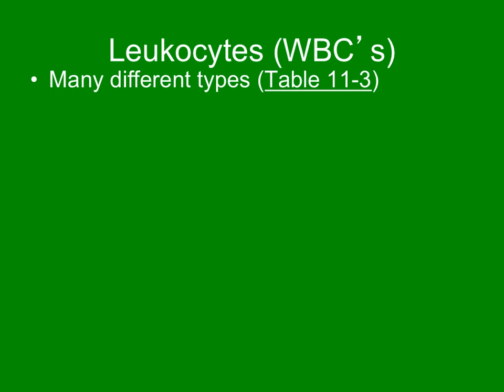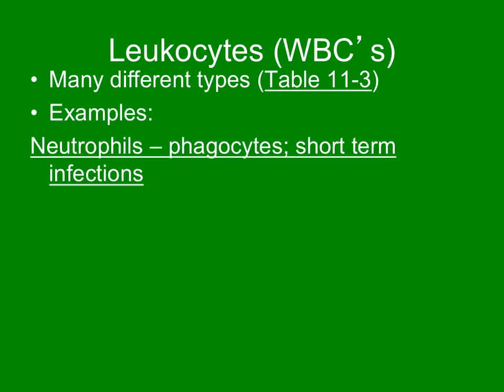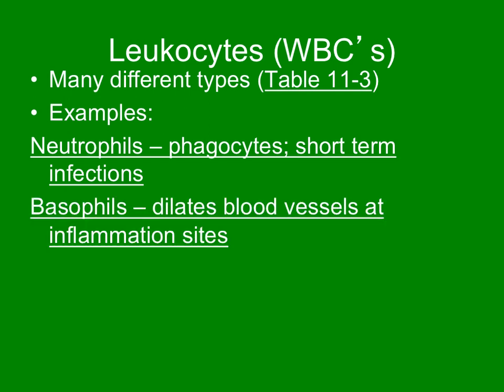Now, we're going to go through three types of white blood cells, and you can see these in your textbook on table 11.3. The first one are the neutrophils. These are phagocytic white blood cells that are used for fighting short-term style infections. You have the basophils, which dilate or open up the blood vessels so that the lumen, that opening of the blood vessels, opens up at the inflammation sites.